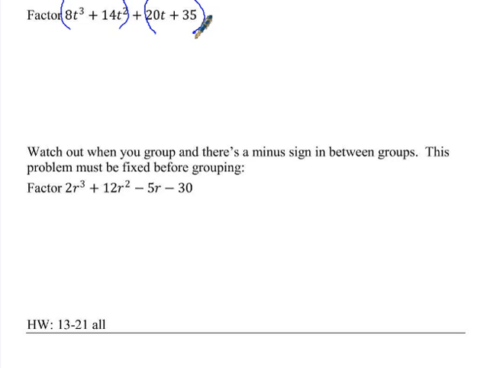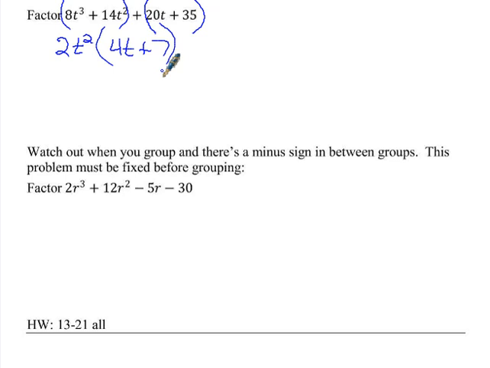Greatest common factor of 8t to the third and 14t squared is 2t squared. Good. And what's left over? Just t? No, 4t plus 7. 2t squared times 4t is 8t to the third. I have to have that 4 there. And then 2t squared times 7 is 14t squared. That closes the parentheses there.